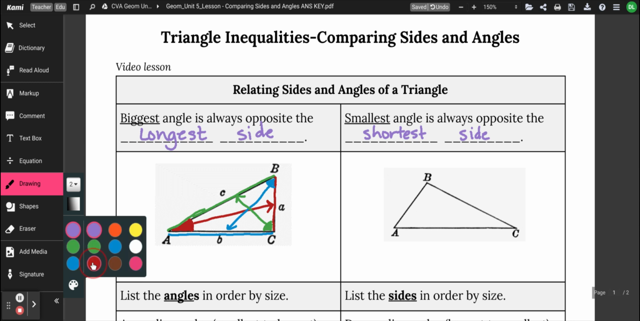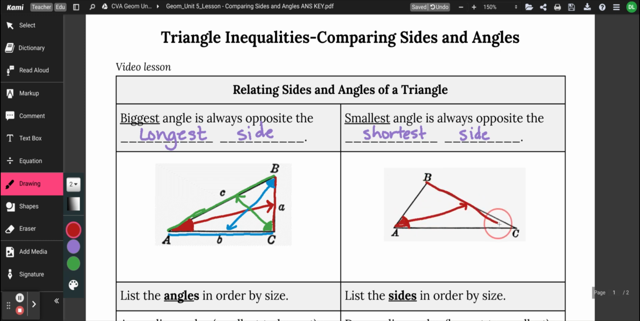So let's go ahead and color code over here as well. Angle A over here. Notice they don't give us the side names now. That's going to go with side BC. And then B is this angle up here, and it's across from AC. And angle C is down here, and it is across from side AB.